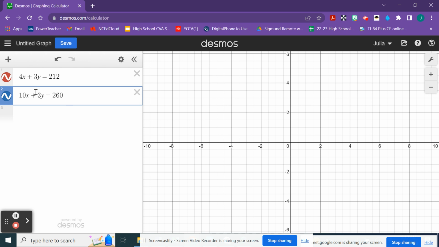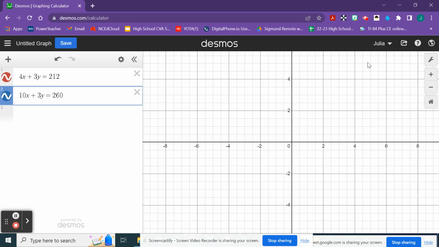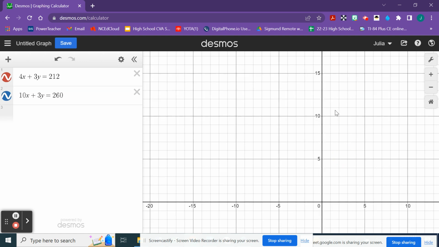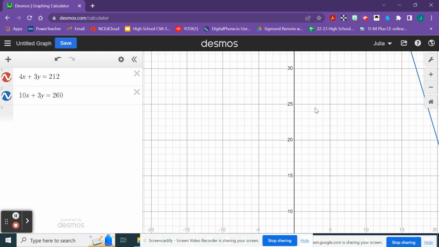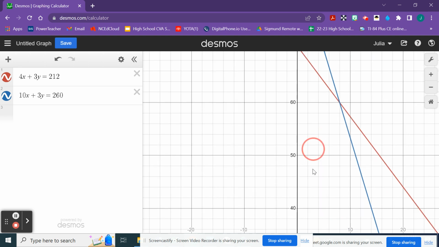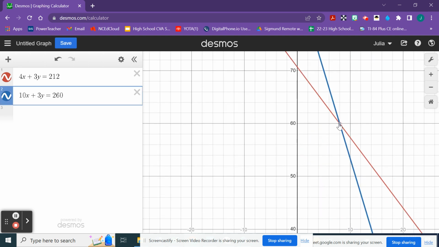And if you were to isolate Y in this case, you definitely have to divide 260 by 3. So it's going to be about up in the almost 100. So pretty close. So we're going to go way out and we're going to go way up for sure. There's a blue line. Yay. So we're getting to the blue one. There's the red one. Excellent. And then our intersection is 8 and 60.